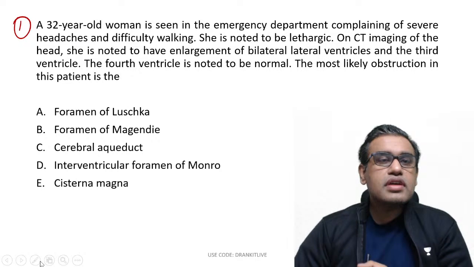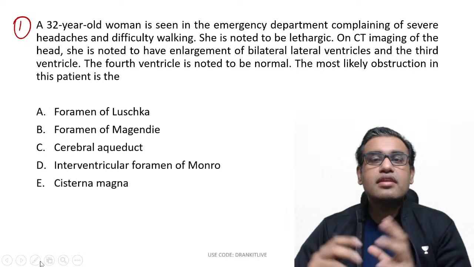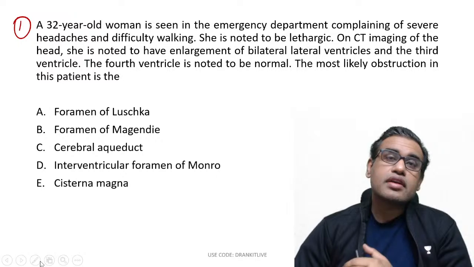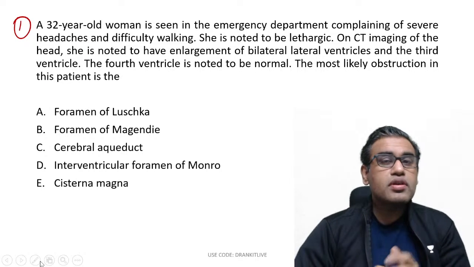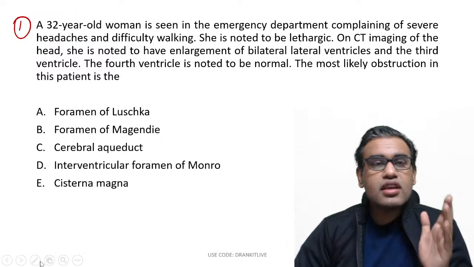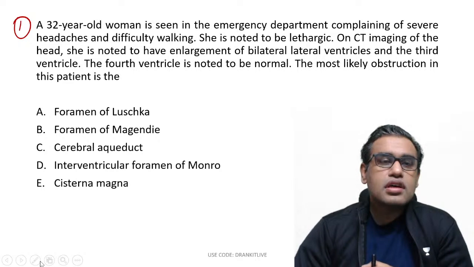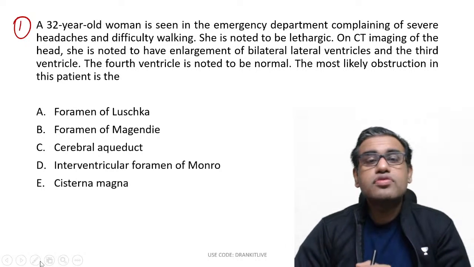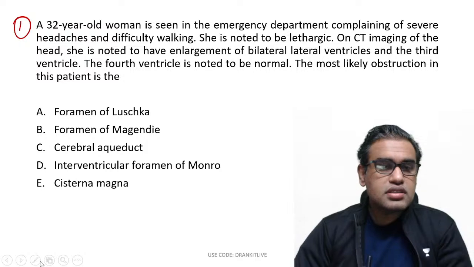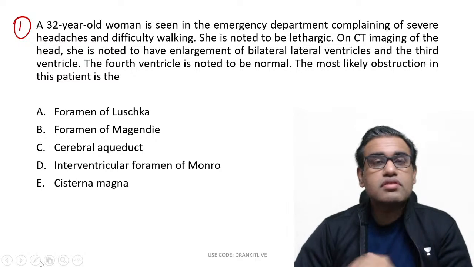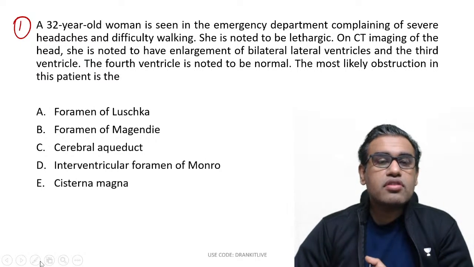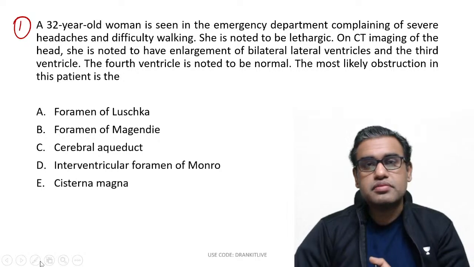On CT imaging of the head, she is noted to have enlargement of the bilateral lateral ventricles and the third ventricle. The fourth ventricle is noted to be normal. The most likely obstruction in this patient is where? Out of these 5 options, you can answer in the comment box if you wish to: foramen of Luschka, foramen of Magendie, cerebral aqueduct, or you can say aqueduct of Sylvius, interventricular foramen of Monro, or cisterna magna. These are the 5 options.